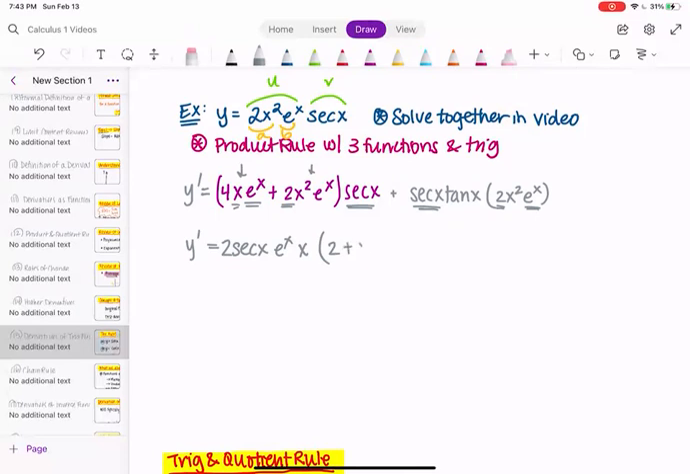plus x, plus, so let's see, plus tangent x times x.